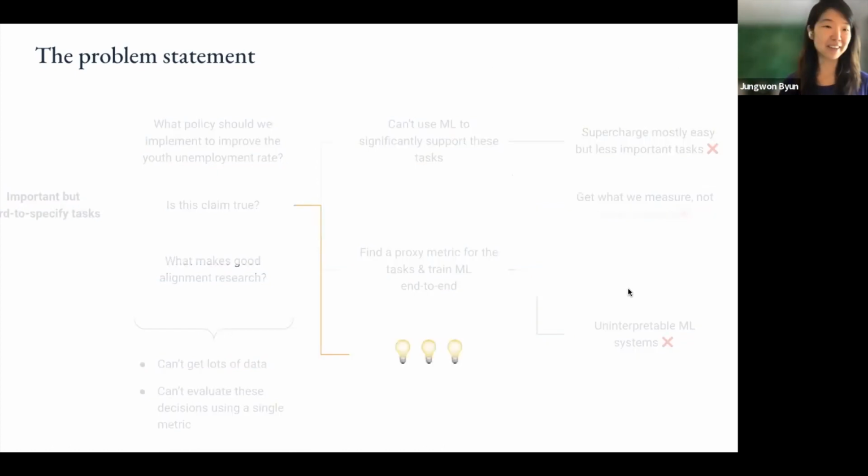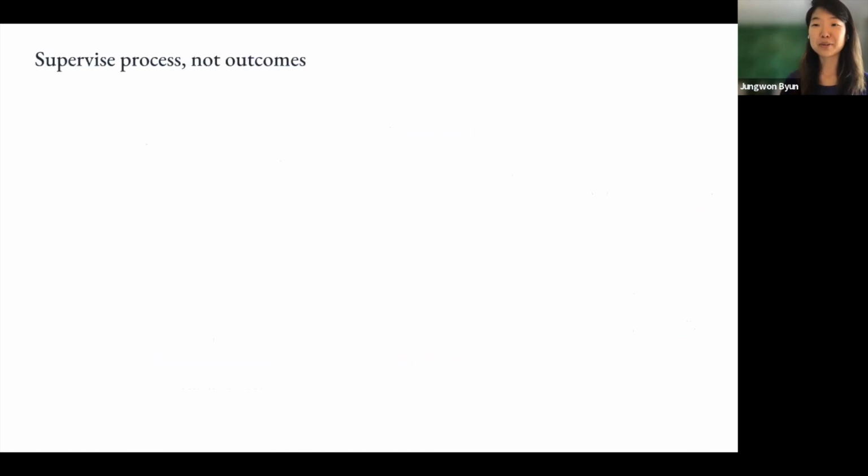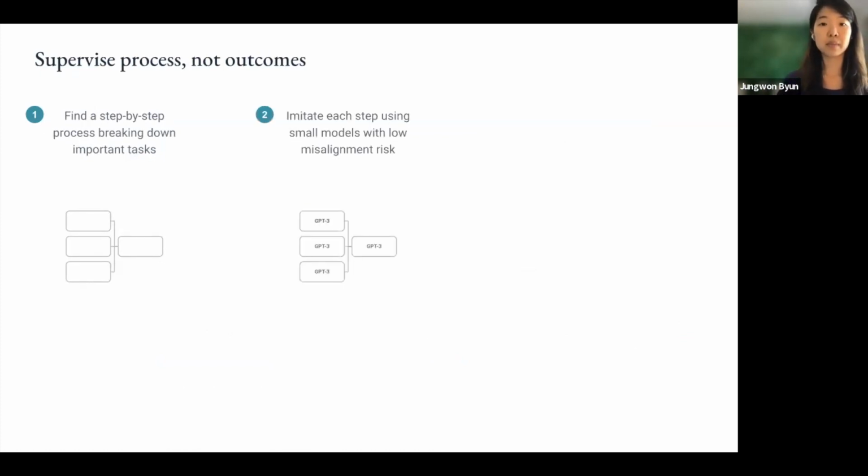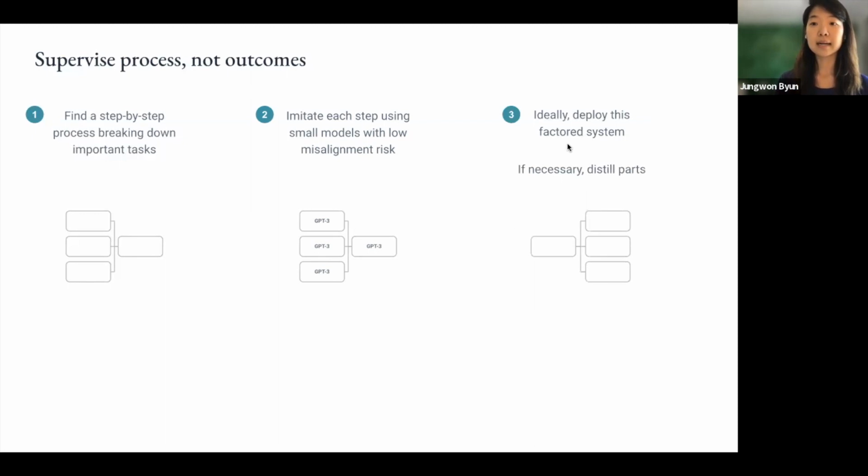Could there be another world? What if we supervise the process that these systems went through and not just their outcomes? What would that look like? Well, first, it would involve taking these important, hard to specify tasks and finding a step-by-step process to break them down. Then we would imitate each step using smaller models that we think have significantly less misalignment risk. For example, GPT-3. It doesn't have to be GPT-3, but I think most of us think GPT-3 doesn't have too much of a deception risk.